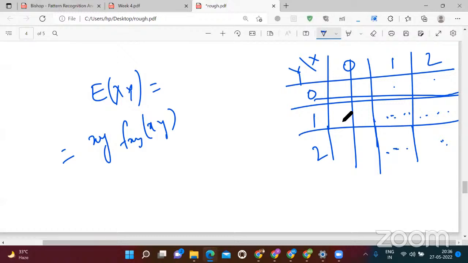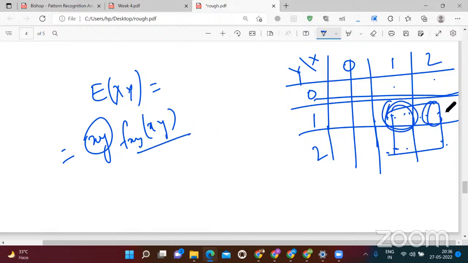Okay. 0, 0 is cancelled, because here it is xy, right? Some part will come from 0, so that will make it cancel. Now you're left with 3, 4, this 4. f(x,y) is given for all the values, and xy is also given, so you can calculate E[XY]. There is no problem in that, right?